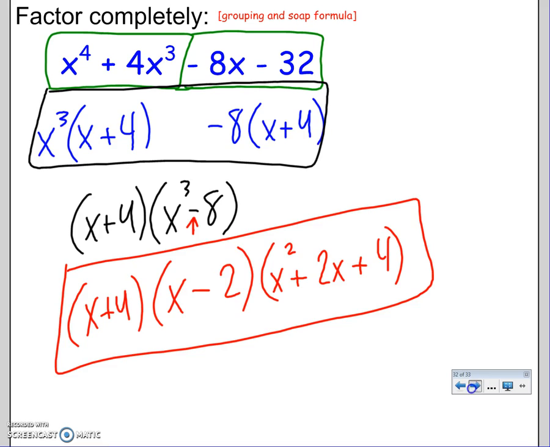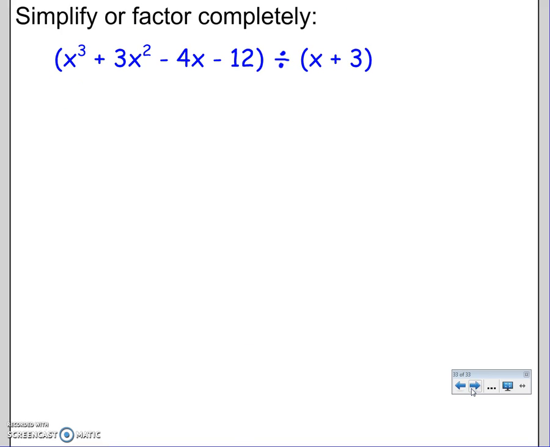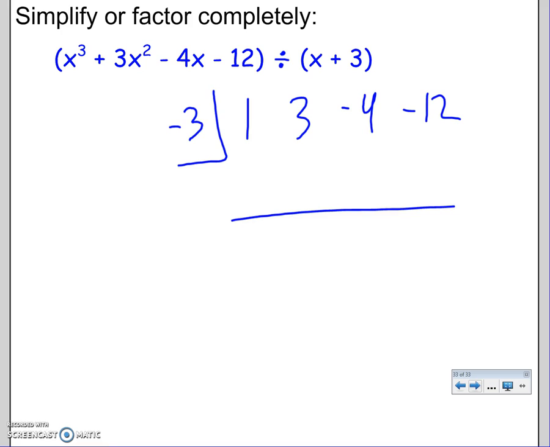Right, and the last one is synthetic division. Make sure in the box put the opposite. There's degree 3, should be 4 terms. So 1, 3, -4, -12. And then y'all know the process, and I'll end there.